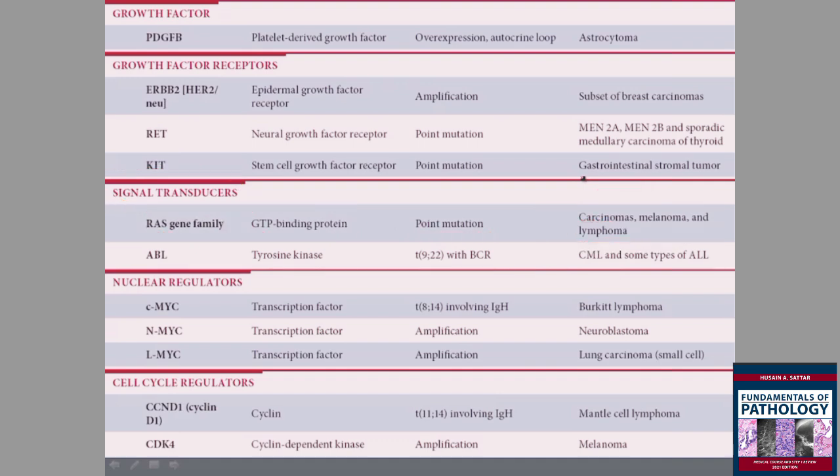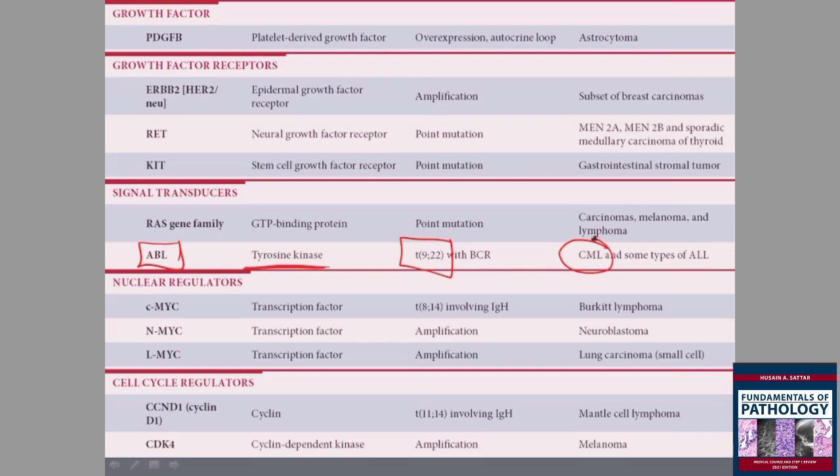All right, next important signal transducer is the Abl signal transducer. This is a tyrosine kinase. When there's a 9;22 translocation, there is overactivation of this tyrosine kinase, and this overactivation classically results in CML. So this is another example of overexpression of a signal transducer.